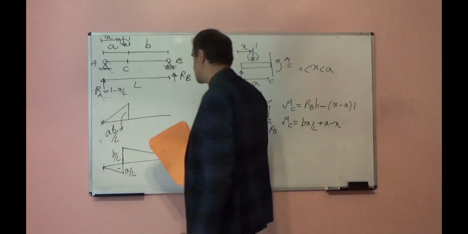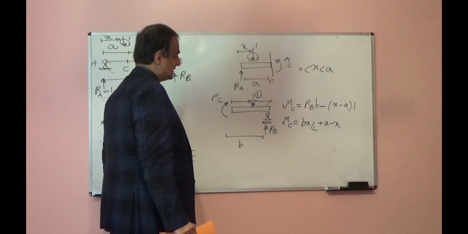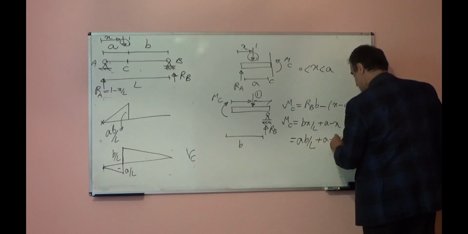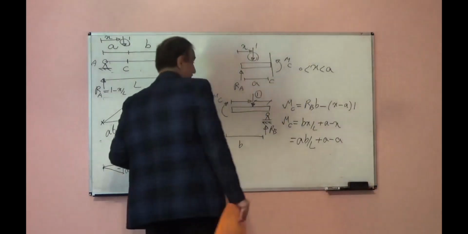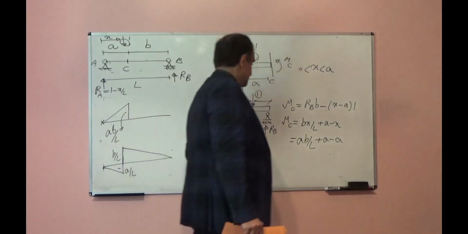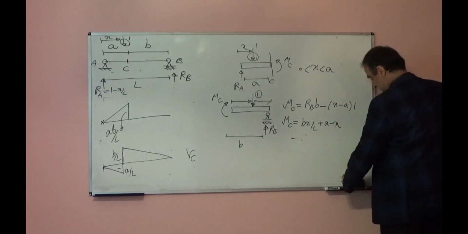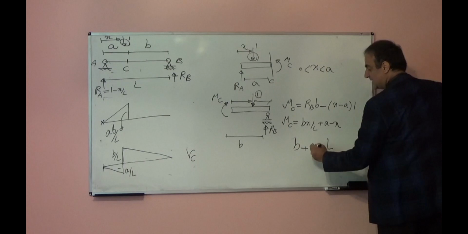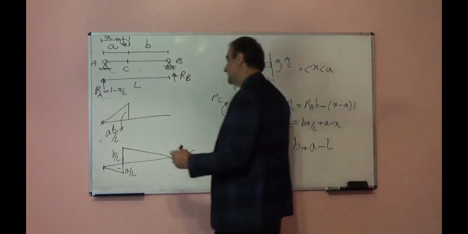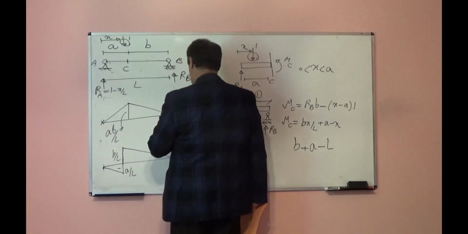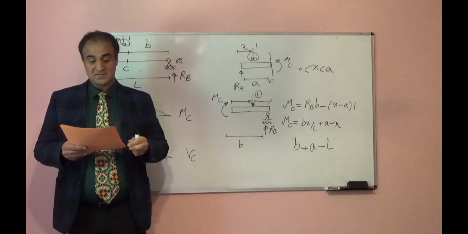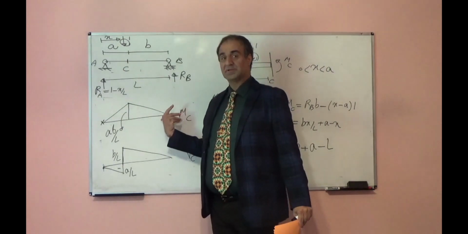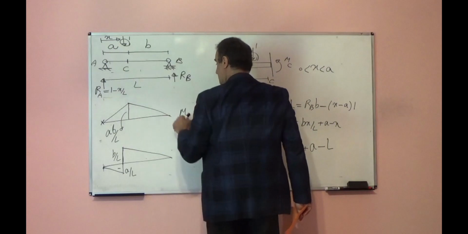Again, if you put X equal to A, it will be AB over L plus A minus A. So these two cancel, AB over L. If you put X equal to L, this will be B plus A minus L. A plus B is L, L and L, it will be 0. It comes to 0. So this will be the influence line at point C for moment.